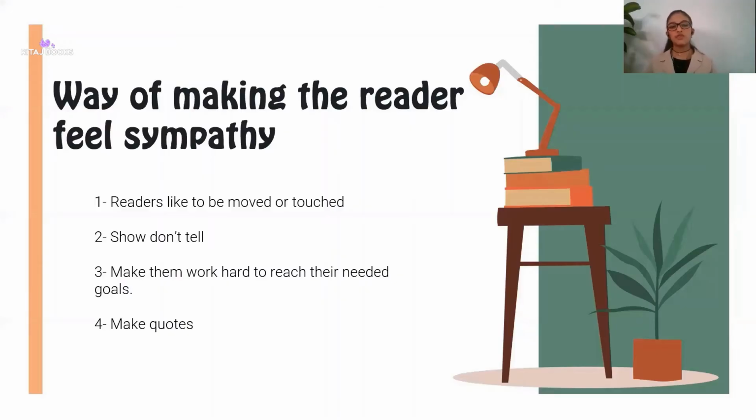So the fourth thing is make quotes. And that's why Harry Potter's book is such a success in making the reader feel sympathy. I have been feeling sympathy for Harry Potter in one of her books. So she has made some quotes that just grab the attention of the reader and made them feel sympathy, made them feel just soft on the protagonist.